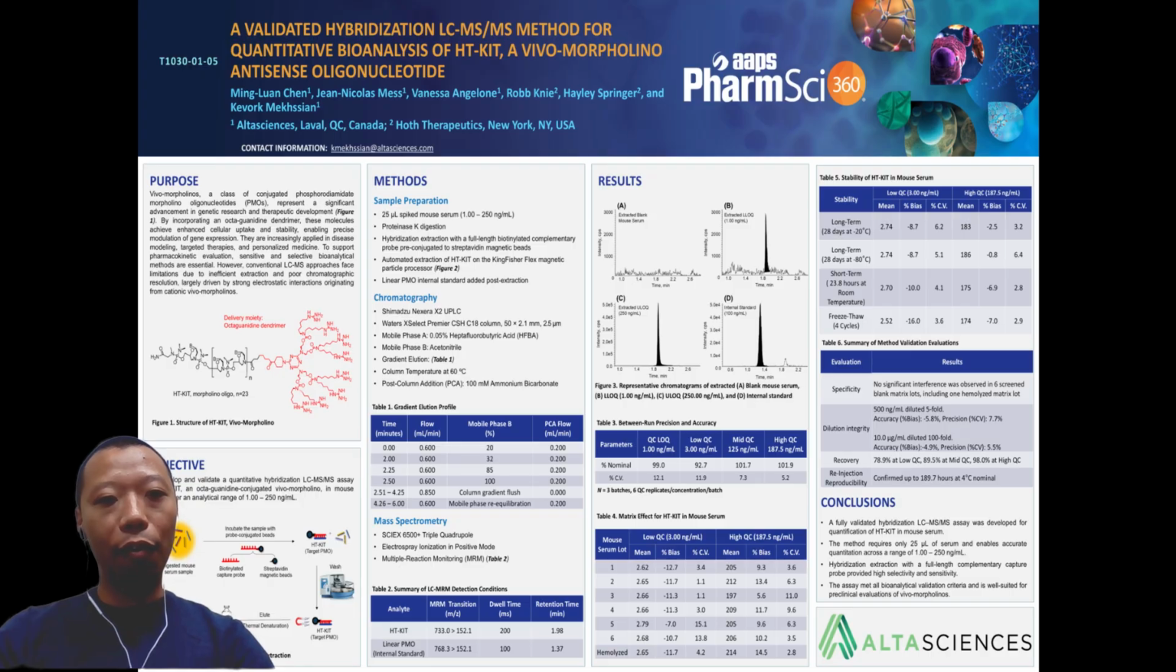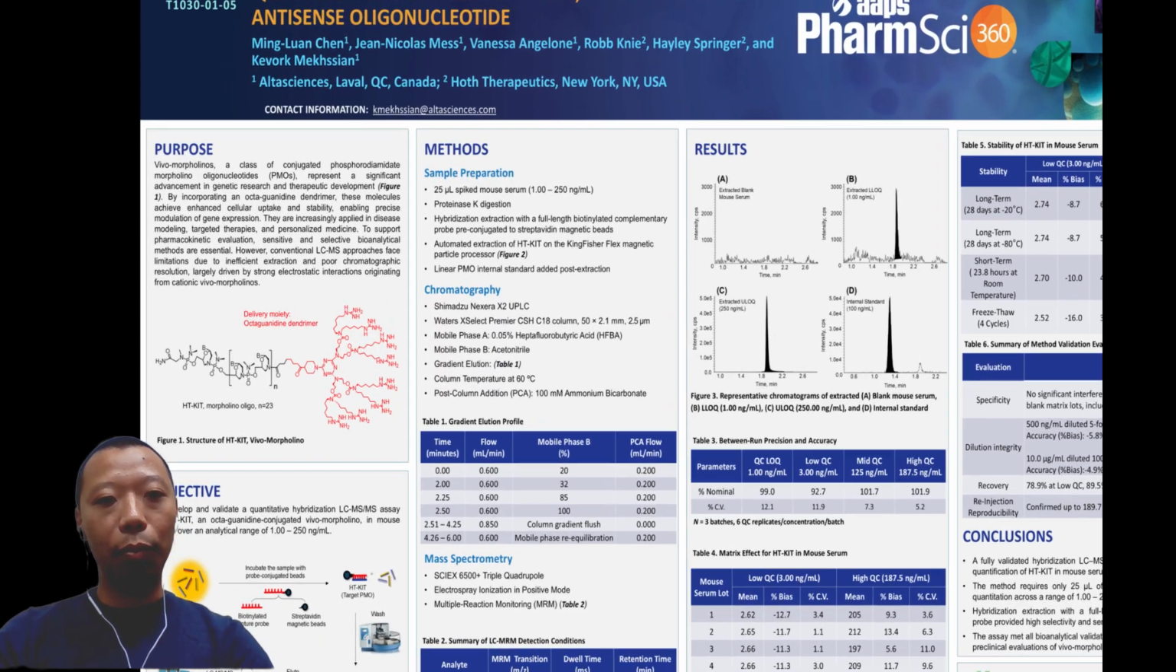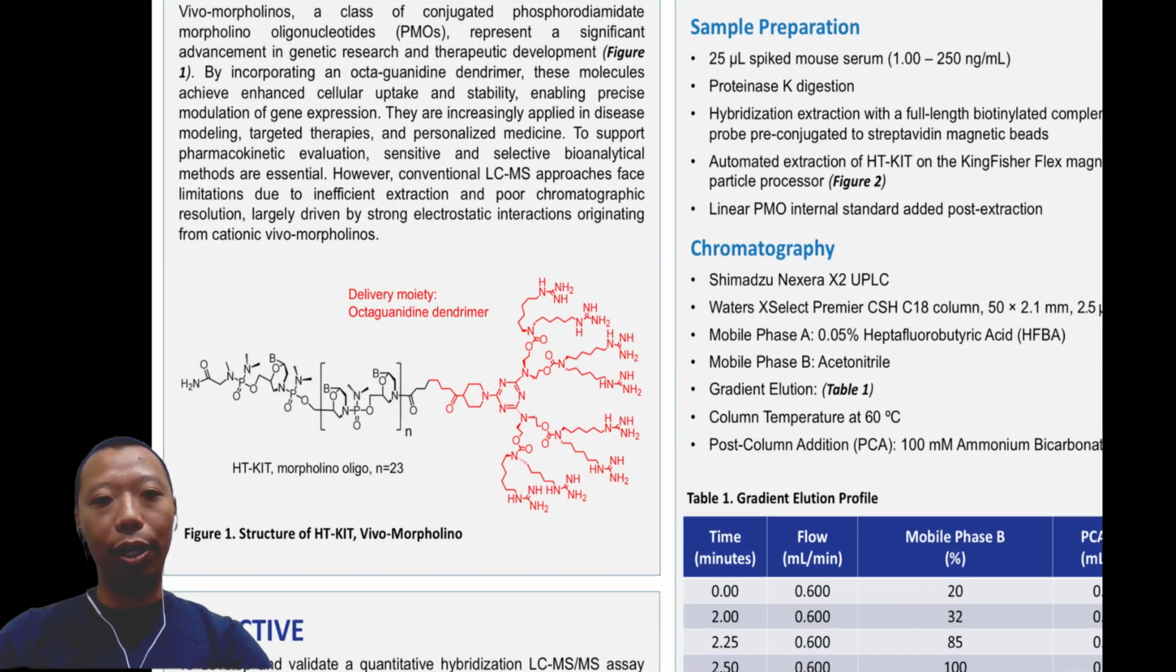you today. Vivo morpholinos are a type of conjugated PMO. The structure is highlighted in Figure 1. These molecules can enhance cellular uptake and stability, making them essential for gene function studies, disease monitoring, and therapeutic development. To support PK evaluation, sensitive and selective bioanalytical methods are essential.